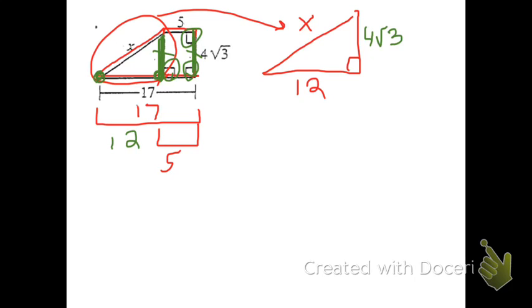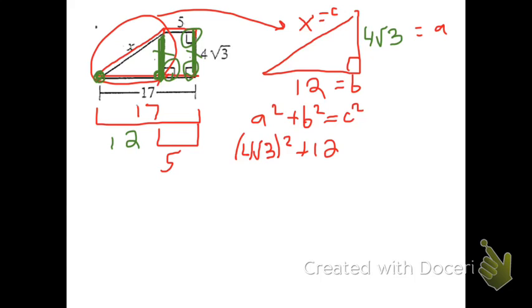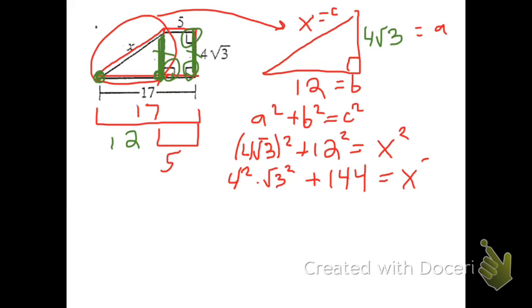So now, let's use those values and plug them into the Pythagorean theorem. So I have a squared plus b squared equals c squared. So this hypotenuse is c. I could call this 4 root 3 a and 12 b. So when I plug everything in, I have 4 root 3 in parentheses squared plus 12 squared equals x squared. Alright, 4 root 3 squared is equal to 4 squared times root 3 squared, plus 12 squared, which is equal to 144, equals x squared.